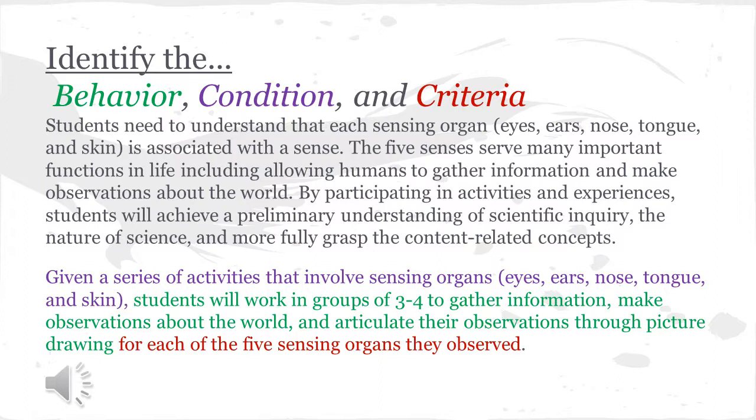So in looking at the sentence at the bottom, given the series of activities that involve sensing organs, eyes, ears, nose, and tongue, and skin, which would be the condition, students will work in groups of 3 to 4 to gather information, make observations about the world, and articulate their observations through picture drawing. That would be the behavior, what students are doing to show that they're learning the material. And then finally, the criteria would be for each of the 5 senses organs they observed. So they would need to make sure that they gathered the information that existed in the behavior for all 5 senses in order to meet the criteria.